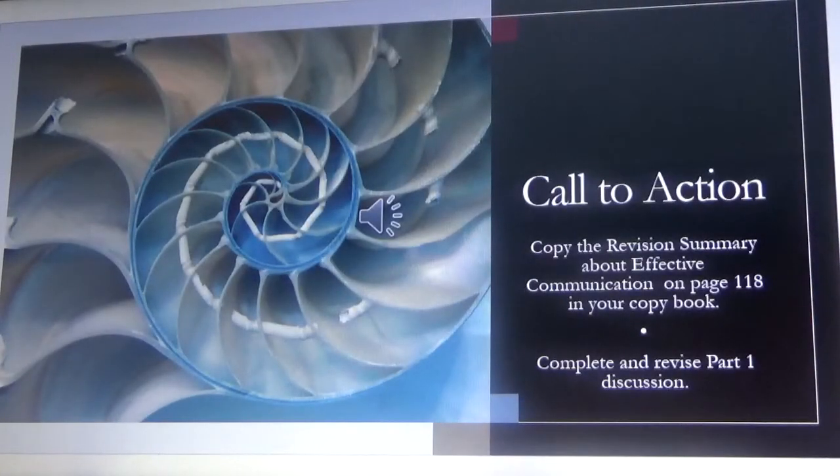Here you will find the call to action, similar to a homework agreement or task. In your weekly plan, you'll find there to copy the revision summary about effective communication on page 118 in your copybook. It's very important that you always do this because it's like a summary of the topic taken up. And when you see this revision summary, you may present the summary yourself as to how you have absorbed the learnings you have acquired from each lesson or presentation. And likewise, you have to complete and revise part one discussion.